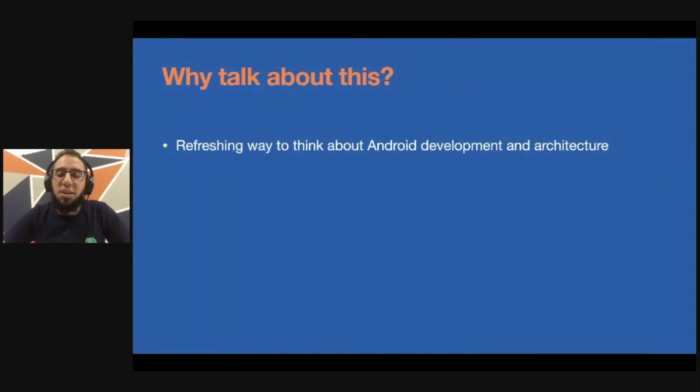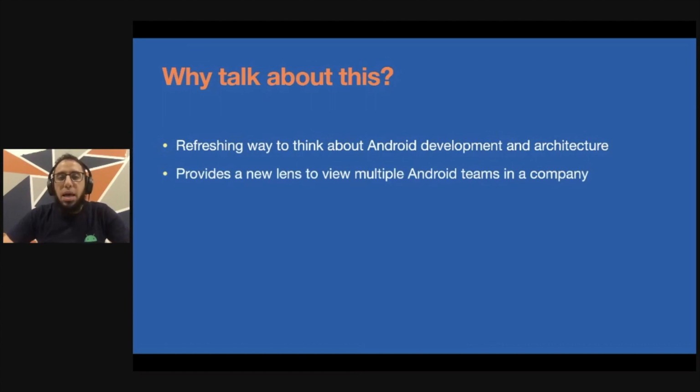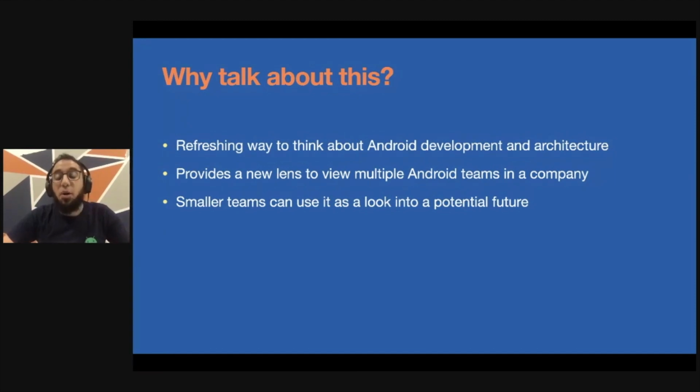So why talk about this? Not everybody's building a super app, so why give a talk about this? First, I find it to be an interesting way to look at Android development and architecture. It also gives us a new way to think about the collaboration between multiple Android teams in a company. I think smaller teams can also use it as an outlook into how a potential future can be, and can start planning now for unexpected changes. Like we never knew we'd have to build a super app. And if we had known earlier, there were a lot of things that I wish we had done differently before having to build one. And it's fun.